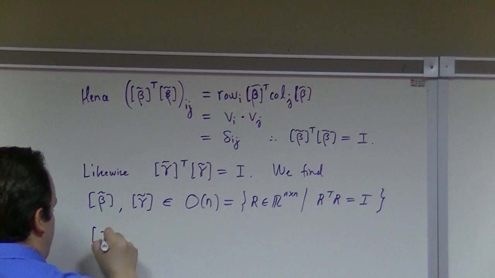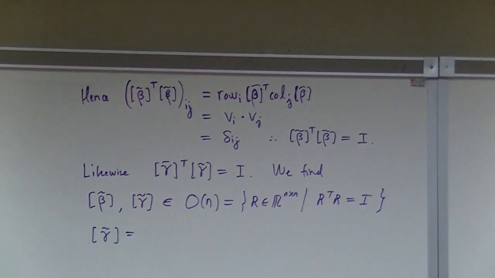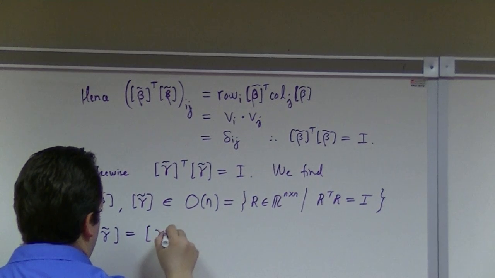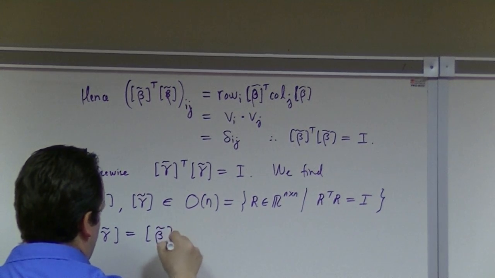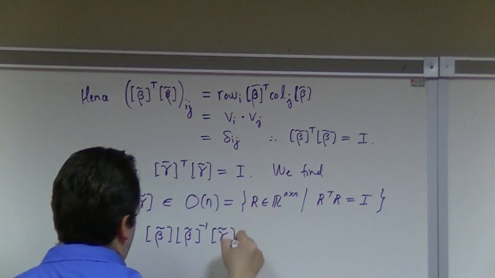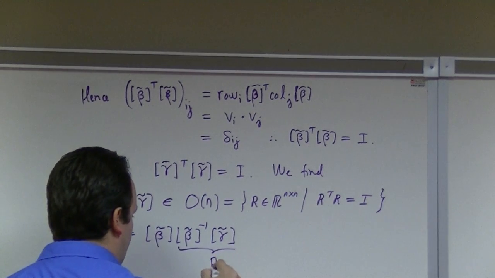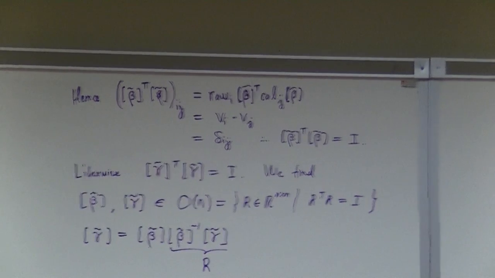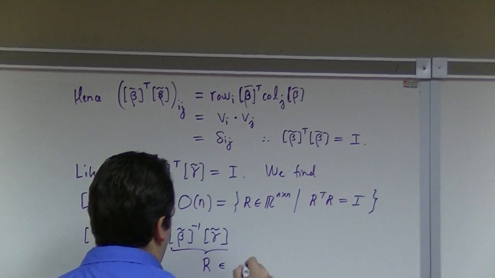One thing I can do is look at gamma tilde. Well, what's that equal to? If you tilt your head and squint, you can see that that's really just equal to beta tilde times beta tilde inverse times gamma tilde. But this matrix here, you can call it R, and you can show that R is an element of O(n) again.